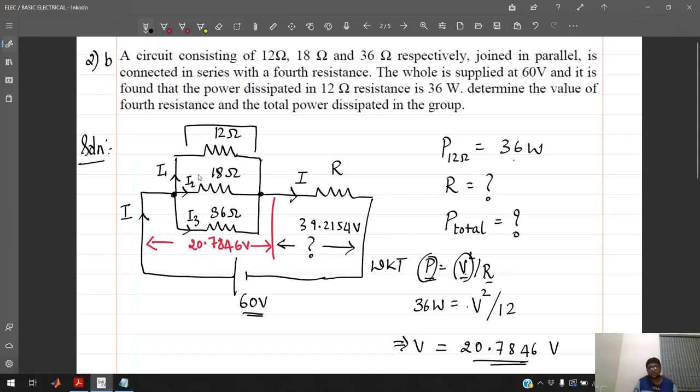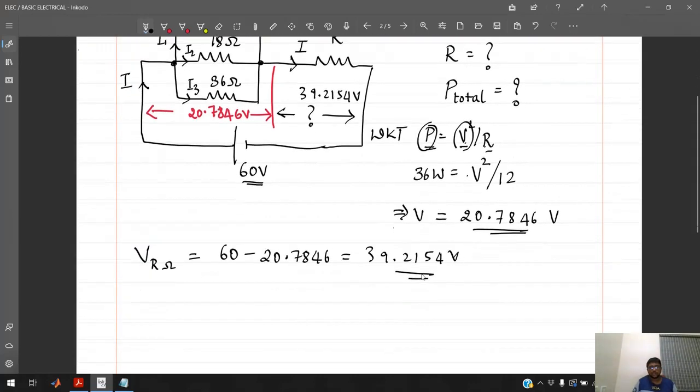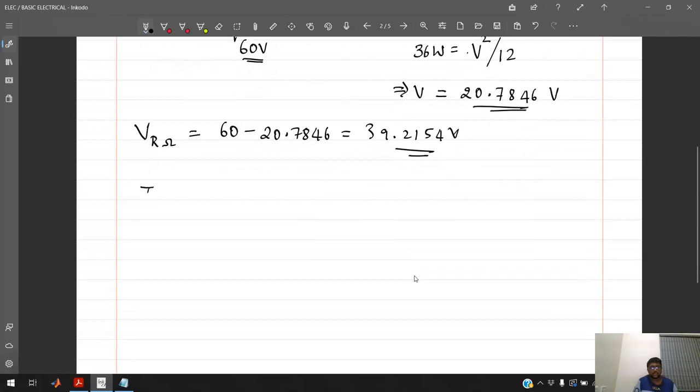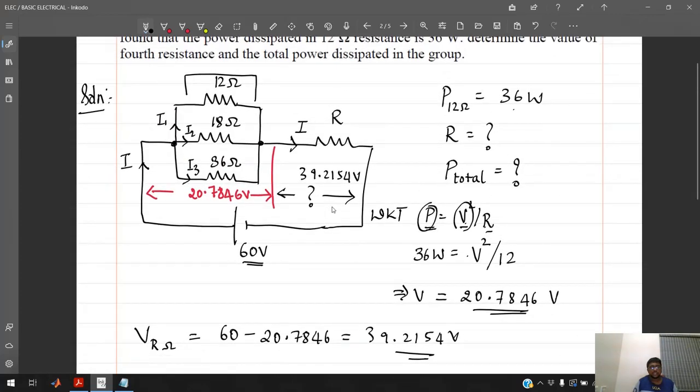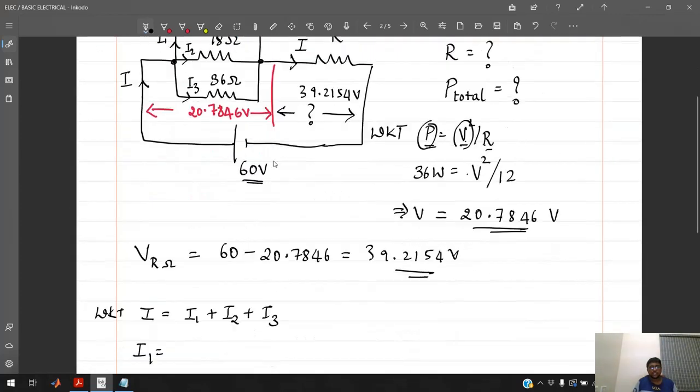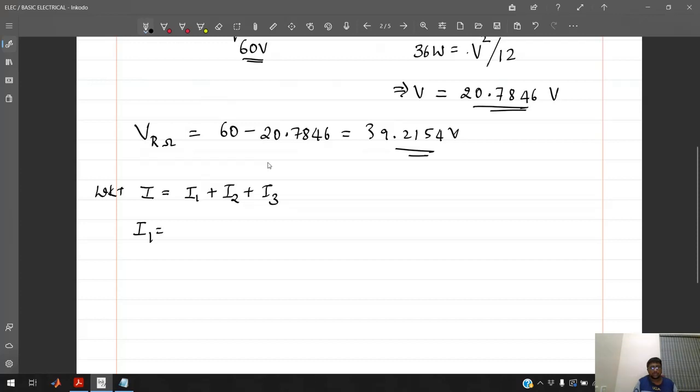Now this will flow through R. My job is to find out what is I. As you know, if you apply KCL, I is equal to I1 plus I2 plus I3. Now I need to calculate I1. I1 is nothing but the current through the 12 ohm resistor, which is the voltage across the 12 ohm divided by 12, that is V by R. So that is your Ohm's law.